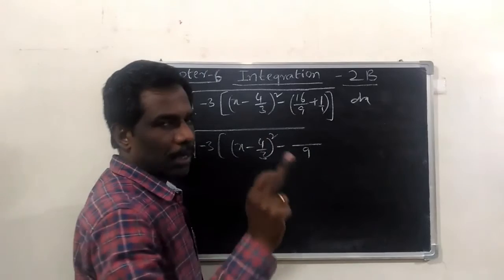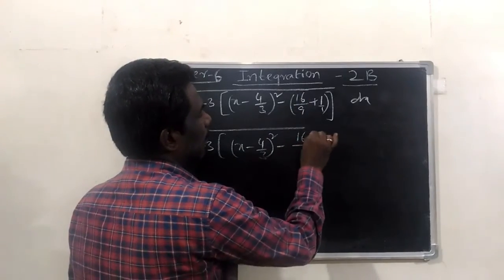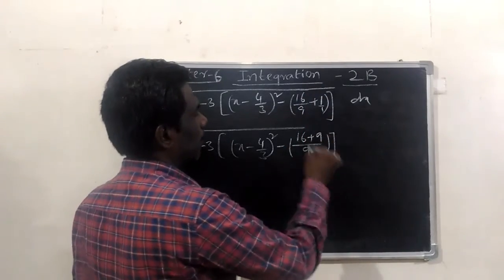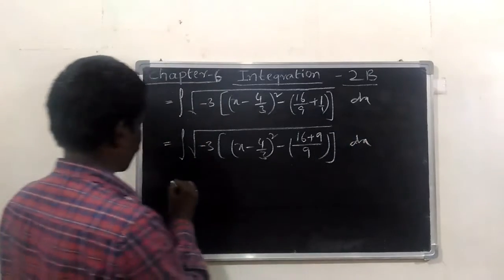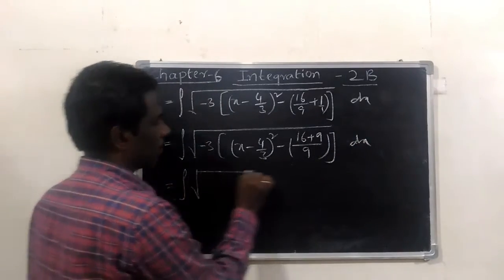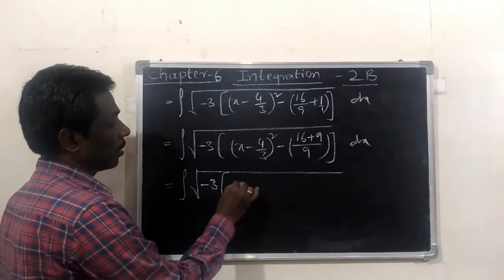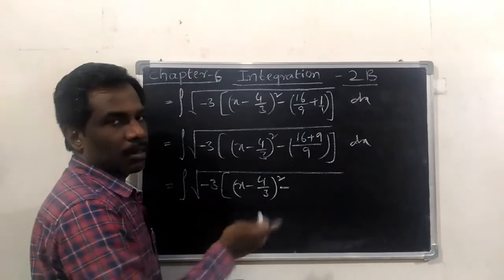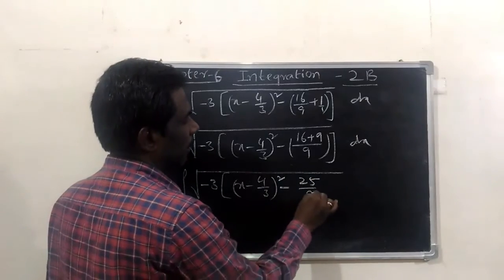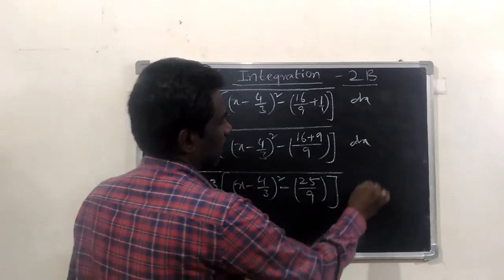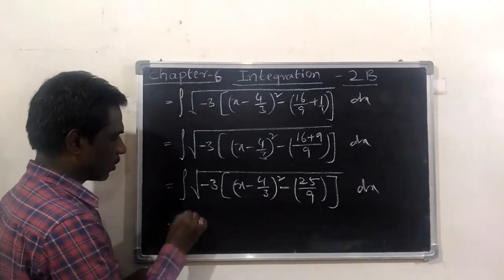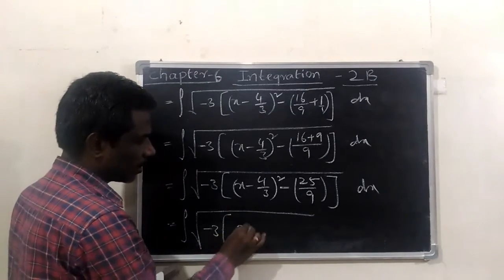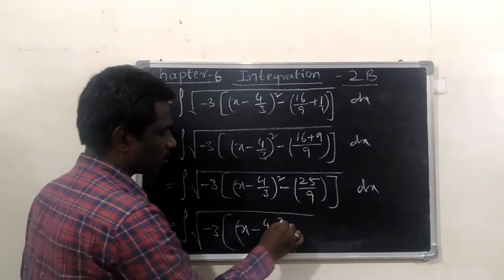In 9 table 9 goes one time. 1 16s are 16 plus in 1 table 9 goes 9 times. 9 ones are 9. And close the bracket. Dx is equals to integral under root of minus 3 into x minus 4 by 3 whole square minus 16 plus 9. You add them, 25 by 9 dx. And next is equals to integral under root of minus 3 into, write this term as it is, x minus 4 by 3 whole square.